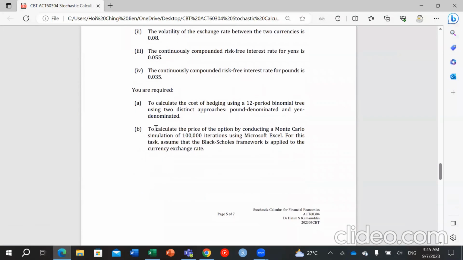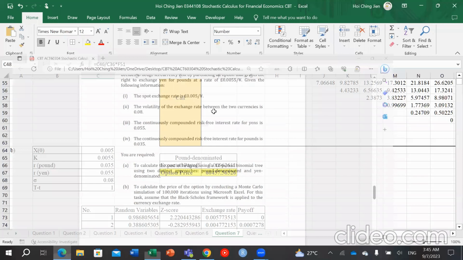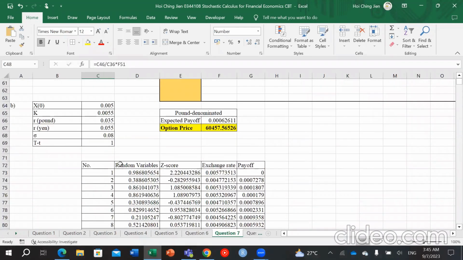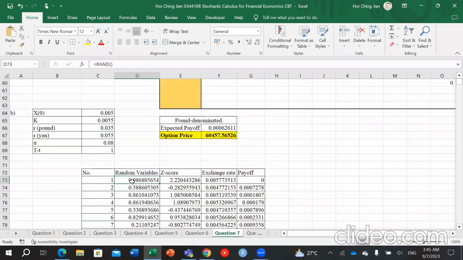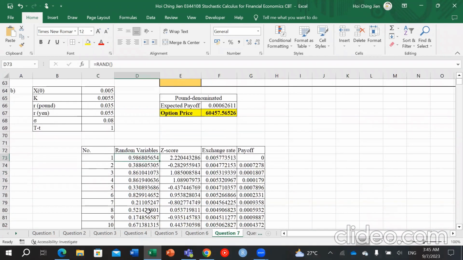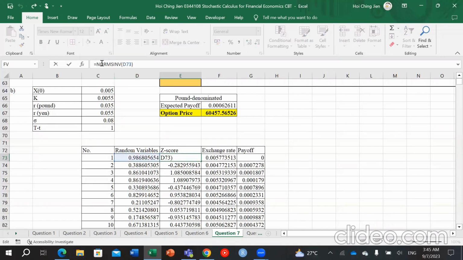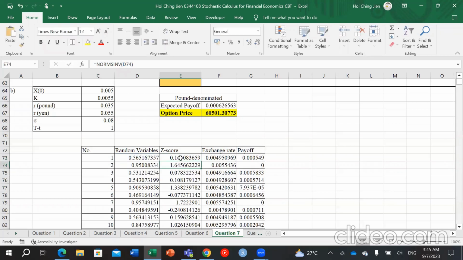Now we move to 7B: calculate the price of an option by conducting a Monte Carlo simulation of 100,000 iterations using Excel. For the task, assume that the Garman-Kohlhagen framework is applied to the currency exchange rate. So in this case, we have to construct 100,000 iterations. So we list down until 100,000. For the random variables, we use the function RAND. For the Z score, since it's the standard normal, to find the inverse we use the function NORM.S.INV of the random variable for each.